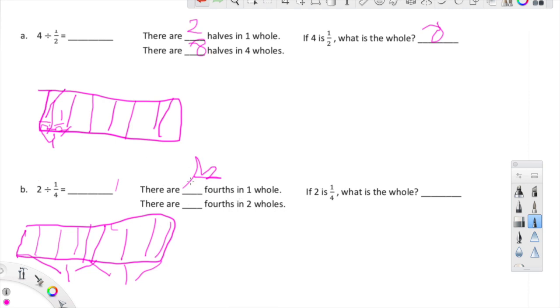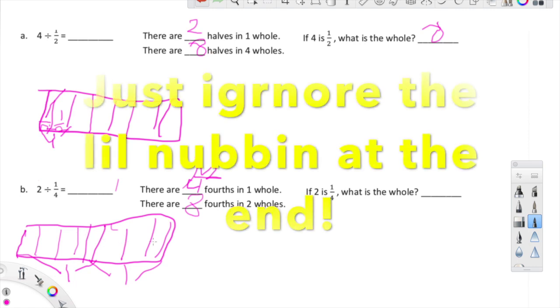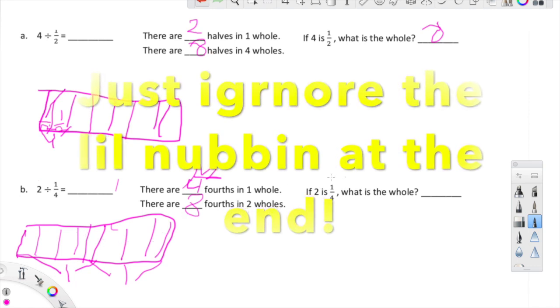And this would be, there are blank fourths and 1 whole, which would be 4. See? And my reason is 1, 2, 3, 4. Okay, there are blank fourths and 2 wholes. That would be 8, because 1, 2, 3, 4, 5, 6, 7, 8, and that is 8.